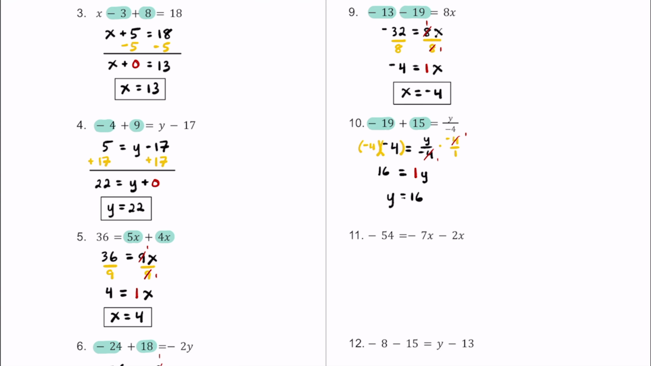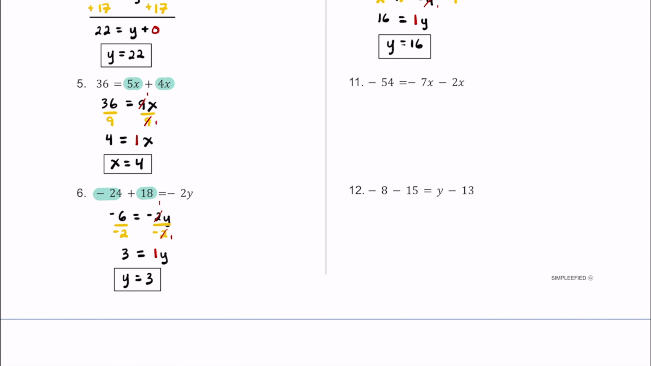Checking this by substituting 16 into y on the right side of the original equation, 16 divided by negative 4 is negative 4, and on the left side, negative 19 plus 15 is equal to negative 4. So this hopefully makes sense and checks out. We have just a couple problems left here.